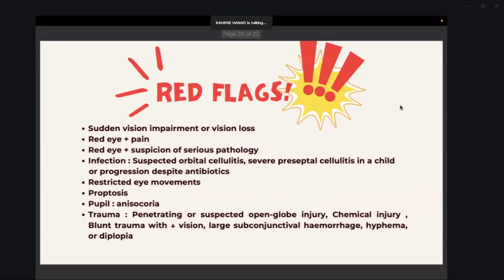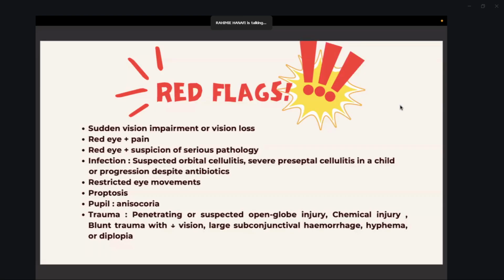Okay, important slide, at least get a snapshot of this. Red flags: any sudden vision impairment or vision loss, red eye plus pain, red eye plus suspicion of a serious pathology or infection, suspected orbital cellulitis, severe preseptal cellulitis in a child, or progression despite being on antibiotics, any restricted eye movement, proptosis, pupil anisocoria, which is the difference in the size between both pupils.